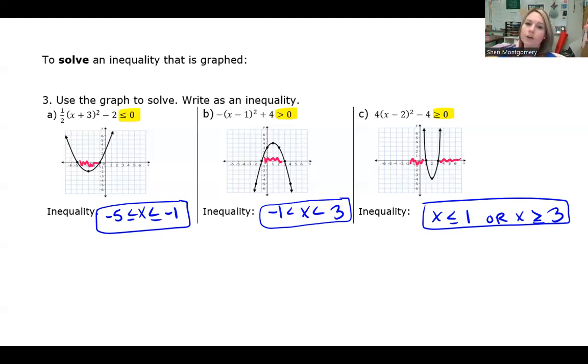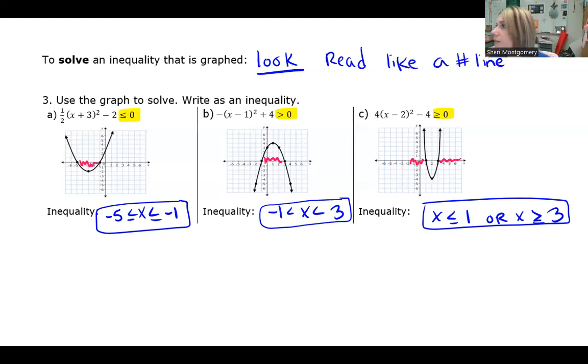All right, flipping it over. The first question on the back is, oh, I didn't even answer that part. It says to solve an inequality that is graphed. I was going to give y'all directions. You literally just look. You read it like a number line. All the algebra is already done for you. And it's already graphed. You just look. Read it like a number line.